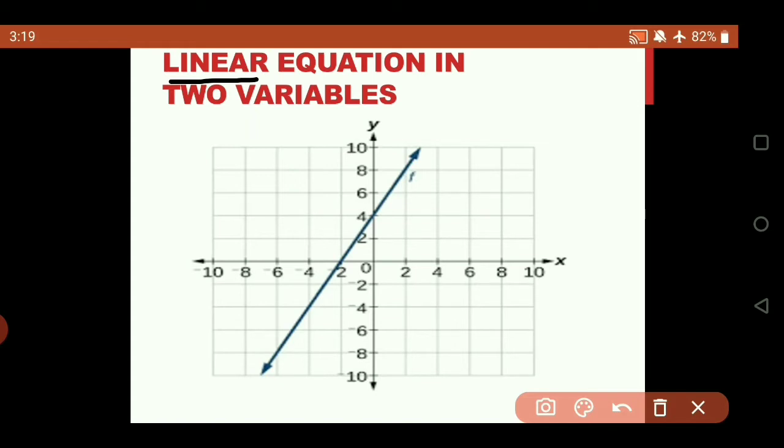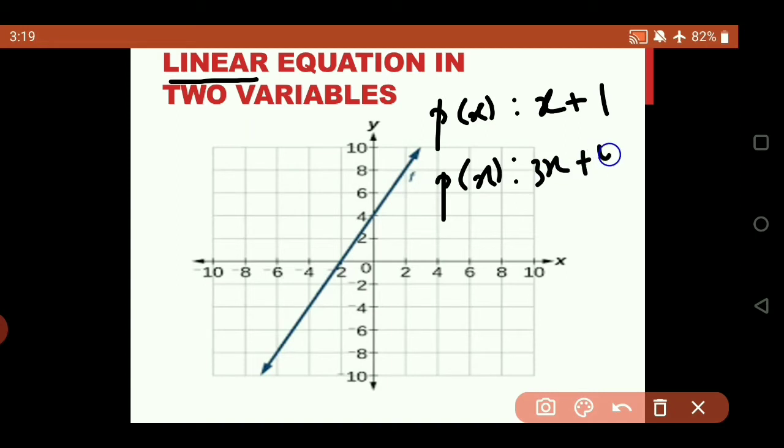For example, if I write p of x as x plus 1, then it is a polynomial of degree 1. Or else, if I write p of x as 3x plus 4y, then it is also a polynomial of degree 1, because the variables present in this polynomial have the highest degree 1. So it is a linear polynomial.